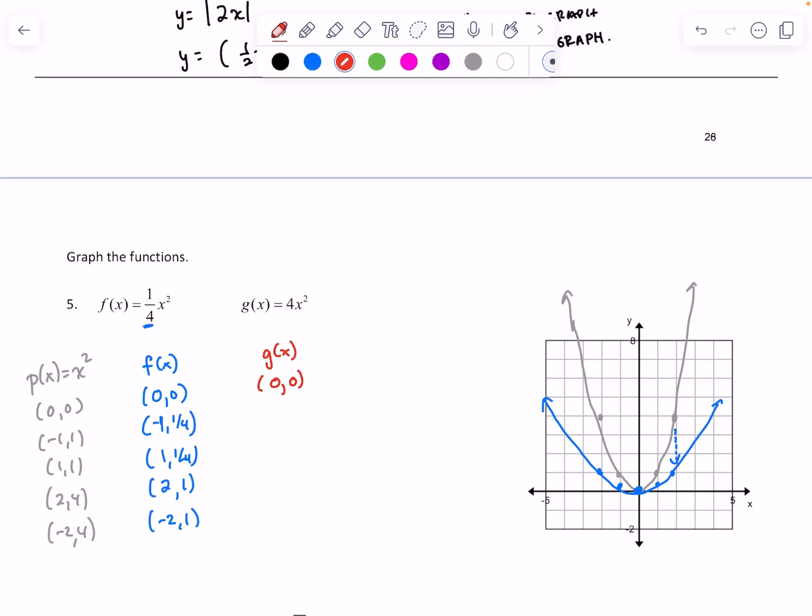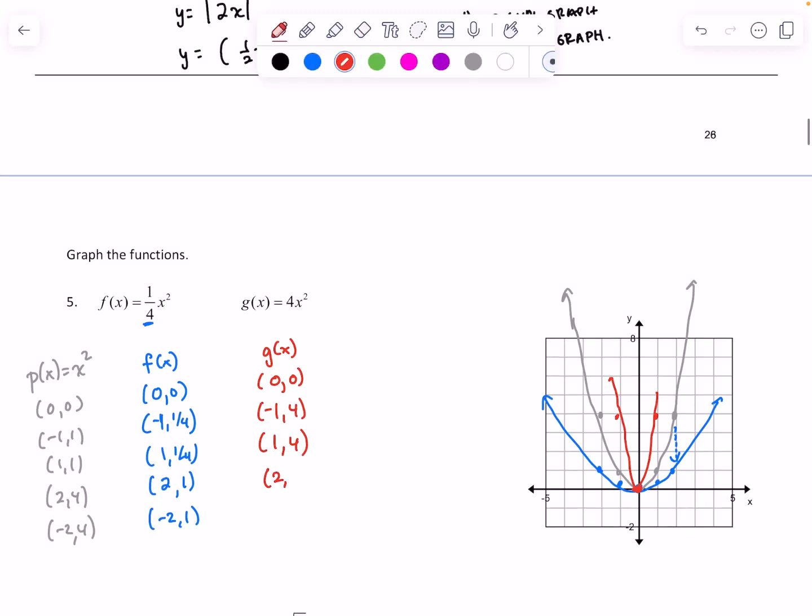So g of x, same idea, except this time instead of multiplying by 1/4, we're going to multiply by 4. So 0, 0 stays put, still right there, it doesn't shift, but then we're going to have negative 1, 4, and positive 1, 4 when we multiply our original points by 4. So now we're here and here, and you can see already this thing is looking taller and thinner. And then we're going to have 2, 8, nope, that's wrong, I multiplied by 4 incorrectly, 2, 16, and negative 2, 16. So I can't even draw those. Those are way up here.